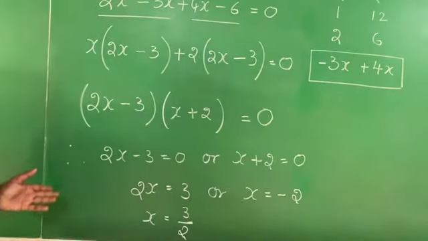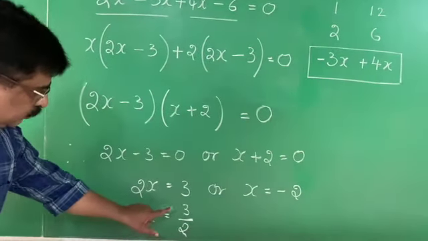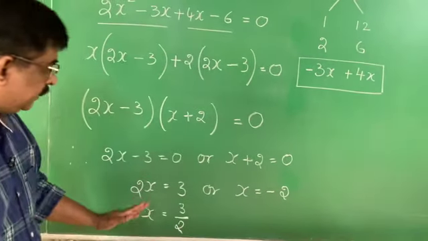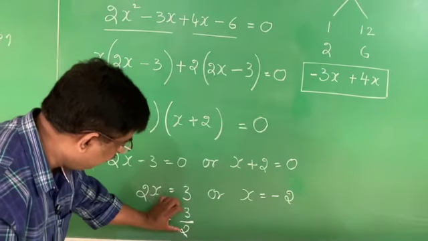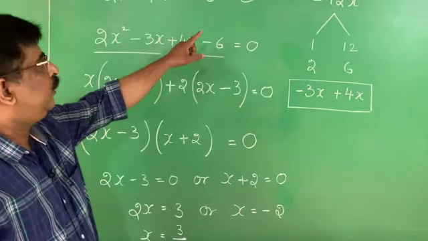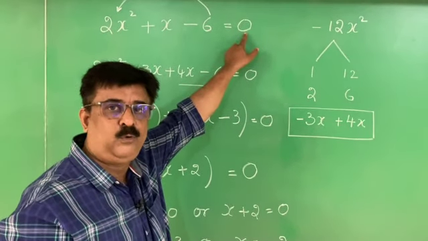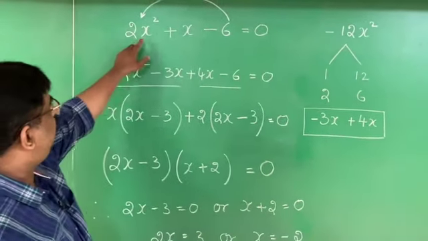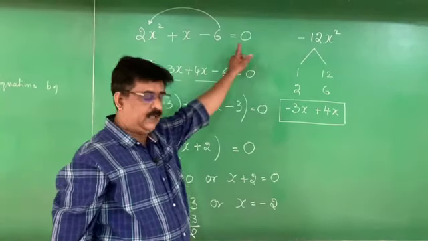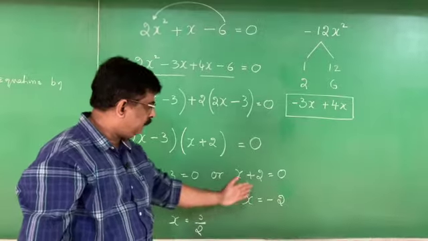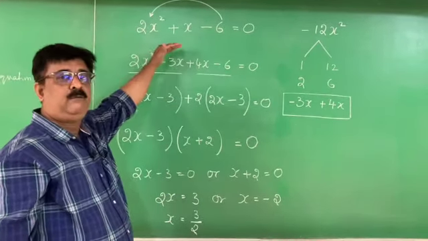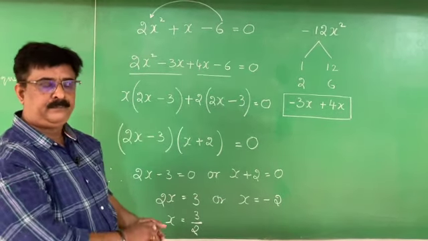In this case, what happened? We got two roots. X is equal to 3 by 2. X is equal to minus 2. What is the meaning of these two roots? When you replace x by 3 by 2 in this equation, you will get the value as 0. Same way, if you replace x by minus 2, then also you get 0. Therefore, 3 by 2 or minus 2 are the roots of the given equation. We solved it by the factor method.